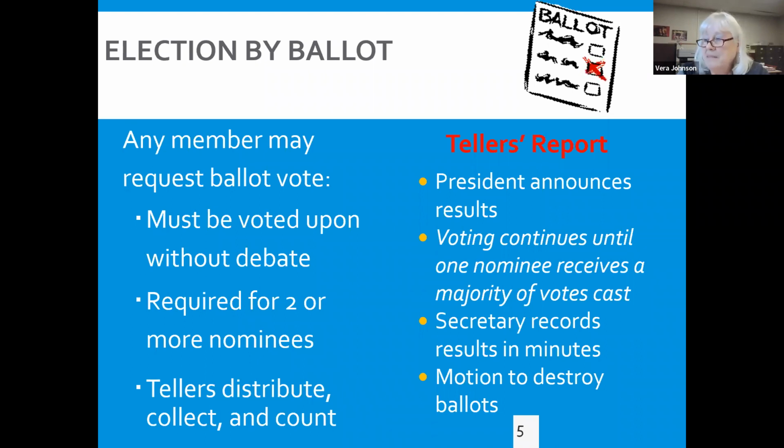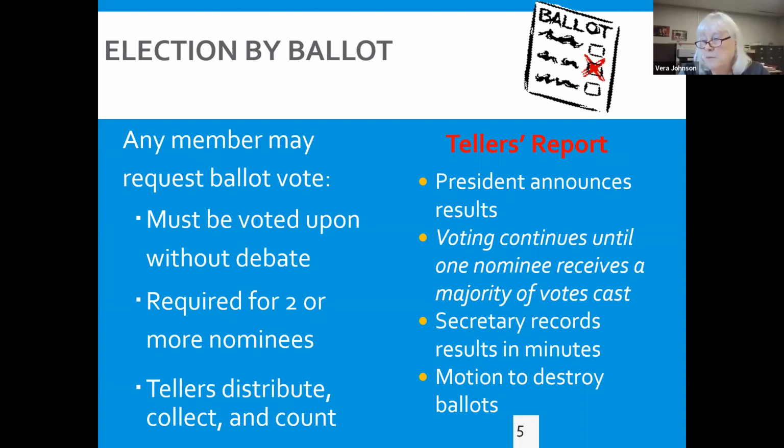If one nominee does not receive a majority of votes cast, the process is repeated, starting with the counting of eligible voters. The nominees stay the same unless one of them chooses to withdraw. Unless requested, the president only announces who has been elected to the office. The complete teller's report must be recorded in the minutes. The tellers committee chair makes a motion then to destroy the ballots.